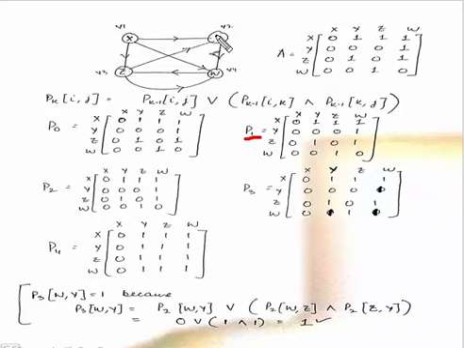No, because I can't go from y to x, although I can go from x to z, but there is no path from y to x. So I can't go. Again, this is 0. Actually in this example, P1 is similar to P0. Now come to this one. This is also similar to this one.